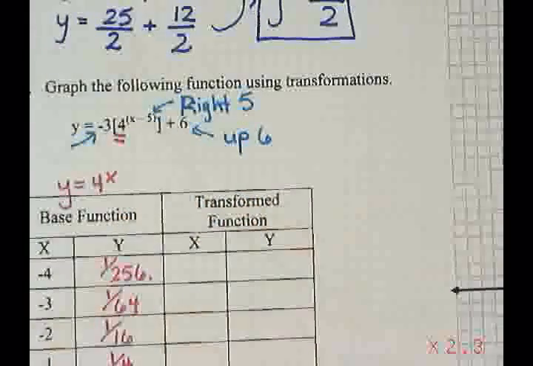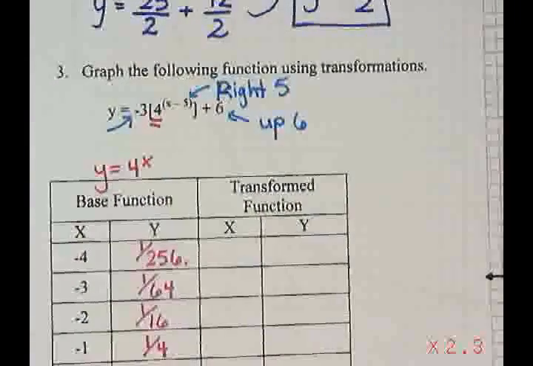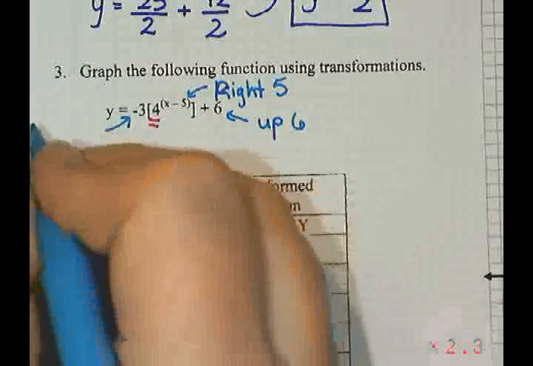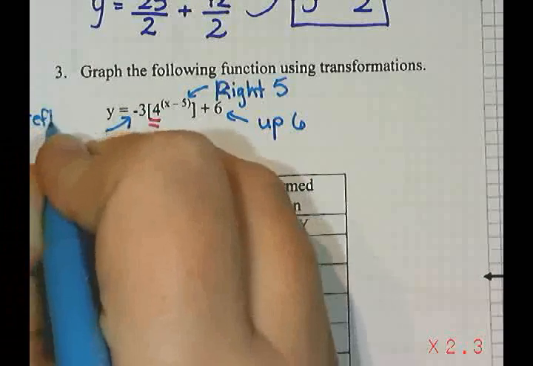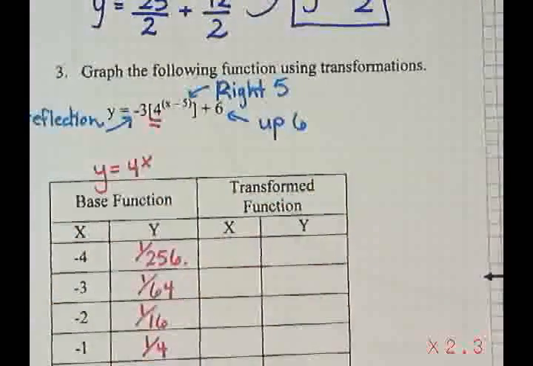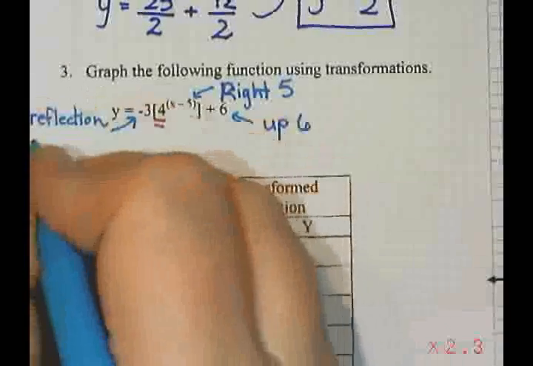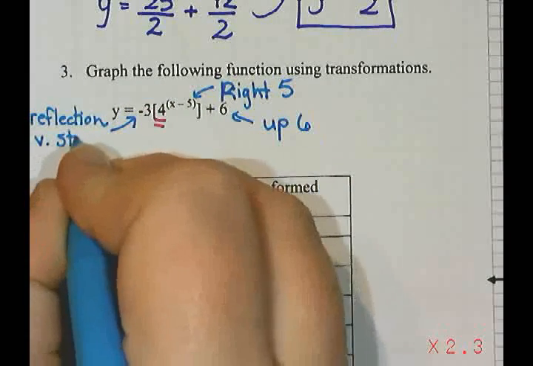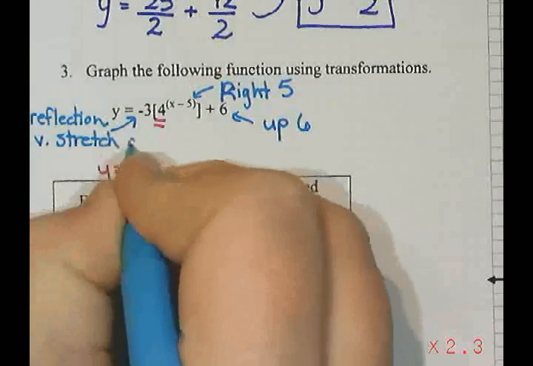Now in the front, I have not just a 3, but a negative 3. So the negative is a reflection. And the 3 is a stretch, a vertical stretch of 3.